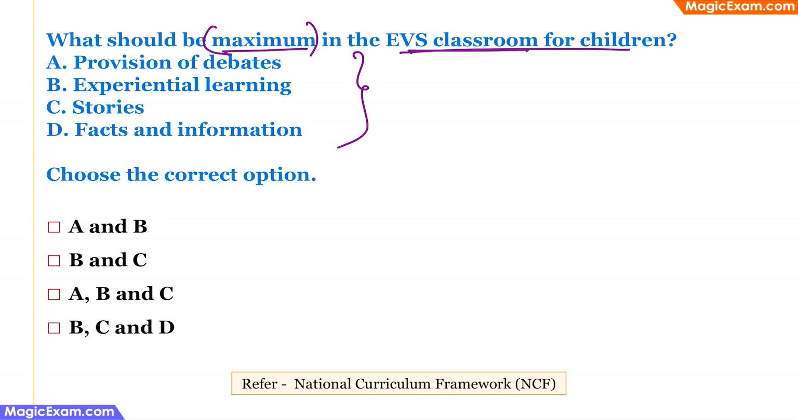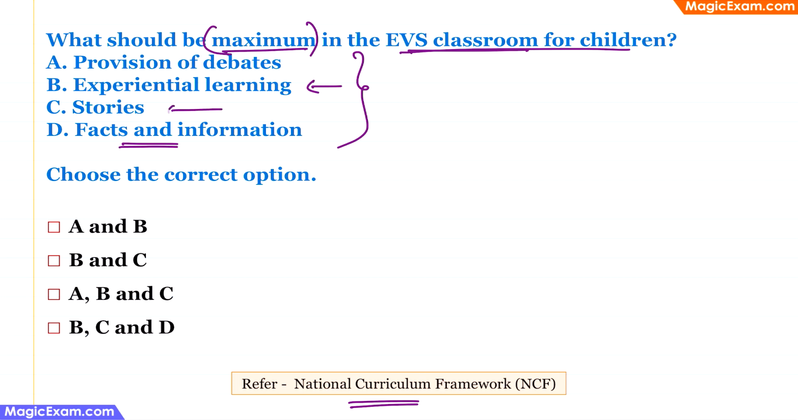Now, when we look at the 4 options, the last one is facts and information. And if we refer to the NCF document, it also says that mere facts and information should be minimized, and children should get an opportunity to learn hands-on, that is experiential learning.